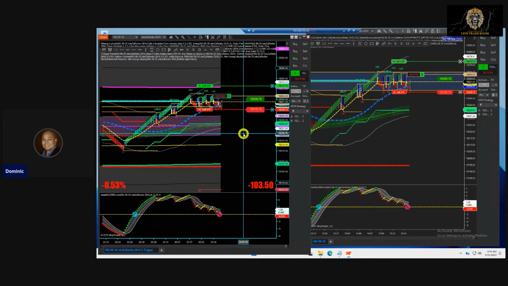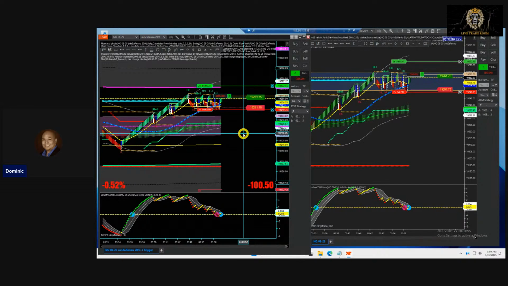So hopefully it comes up, because you can see it's trying to do a reversal candle to the upside. It didn't quite hit my stop, or maybe it hit my stop, but it never got filled. There we go.